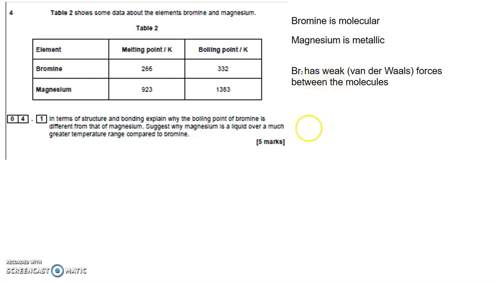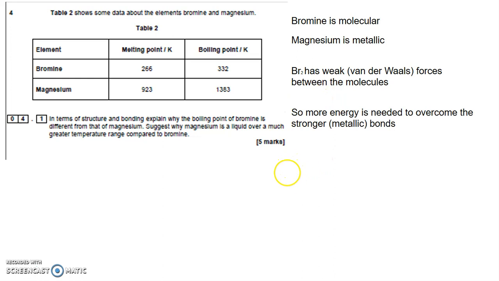So Br2 has weak van der Waals forces between the molecules, so more energy is needed to overcome the stronger metallic bonds. So you could say that less energy is needed to overcome the van der Waals forces than the metallic bonds. And finally here, for the 5th mark, talk about this range.